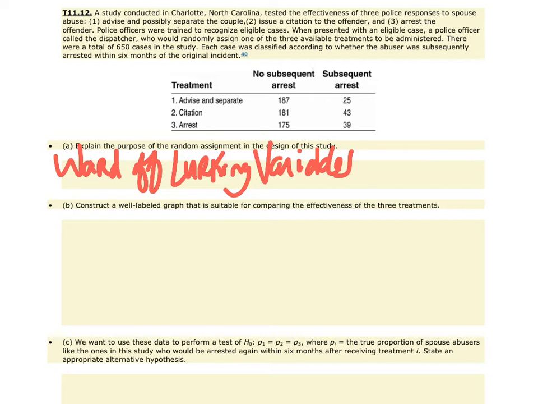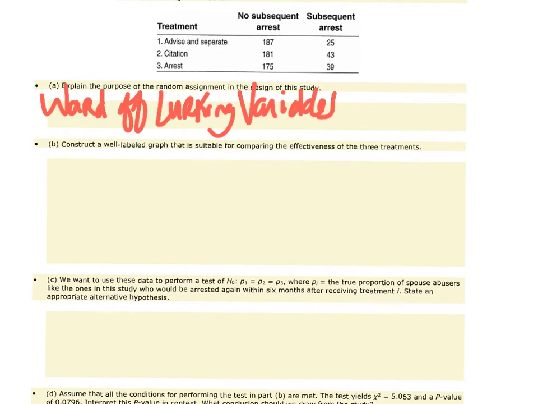Part B, construct a well-labeled graph that is suitable for comparing the effectiveness of these treatments. Or in this case, the samples that we're seeing here. Now, there are different graphs you could make. What comes to mind for me is to make maybe a stacked bar graph. If I were to do a stacked bar graph, what I would recommend is right here. I'm going to put the advice and separation right here. I will put the citation, and I would put the arrest. And you should put the full word.